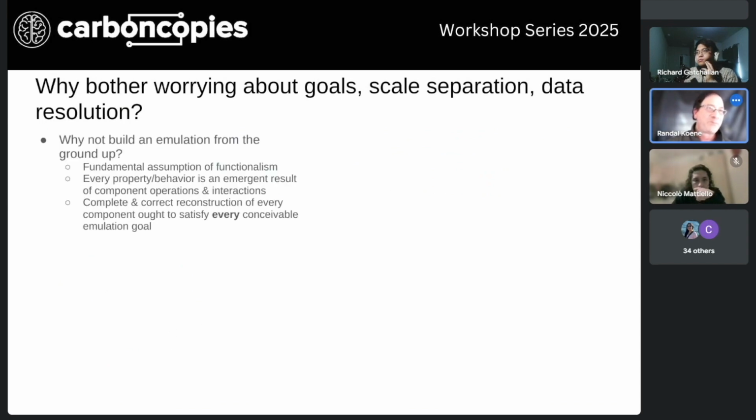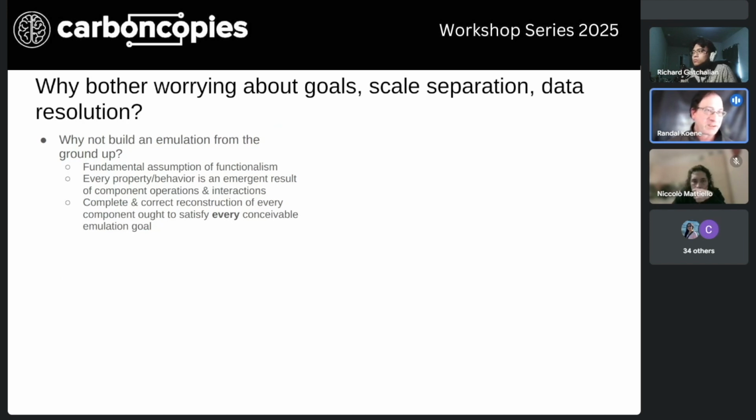But why worry about specific goals, scale separation, and the associated data resolution at all? An alternative approach could be to set aside those concerns, after all, they may be difficult to resolve with our current scientific understanding of information processing in the brain, and to instead try to build an emulation all the way from the ground up.